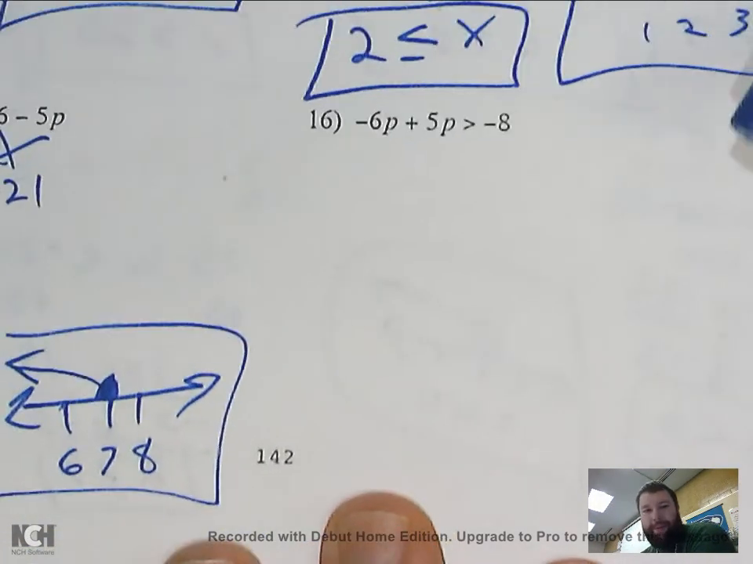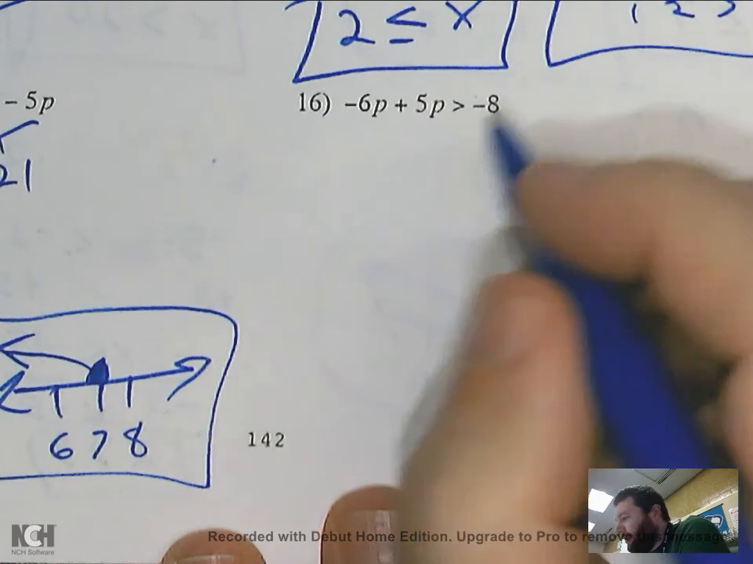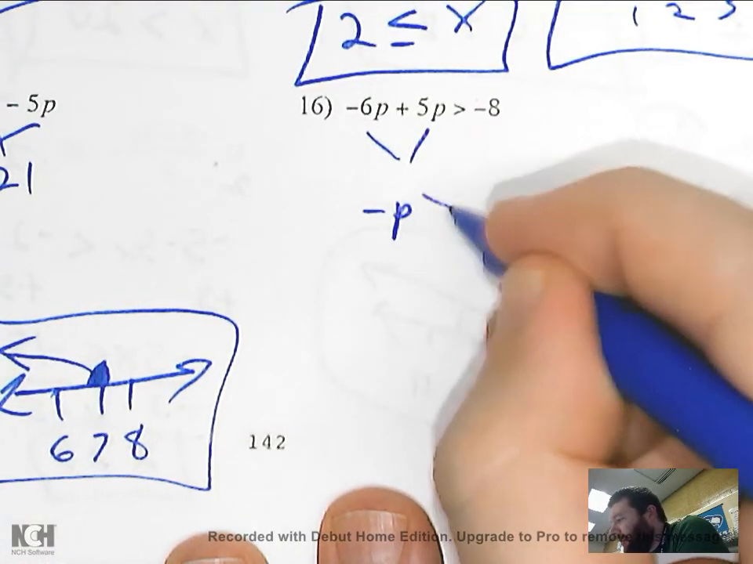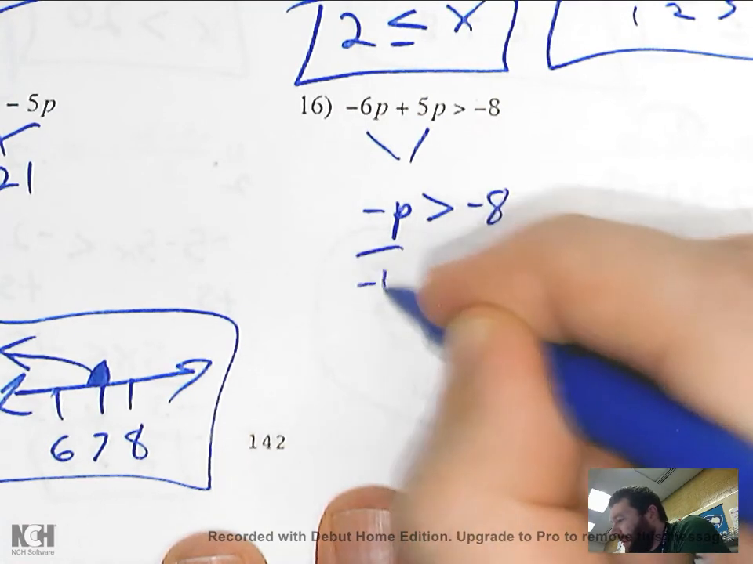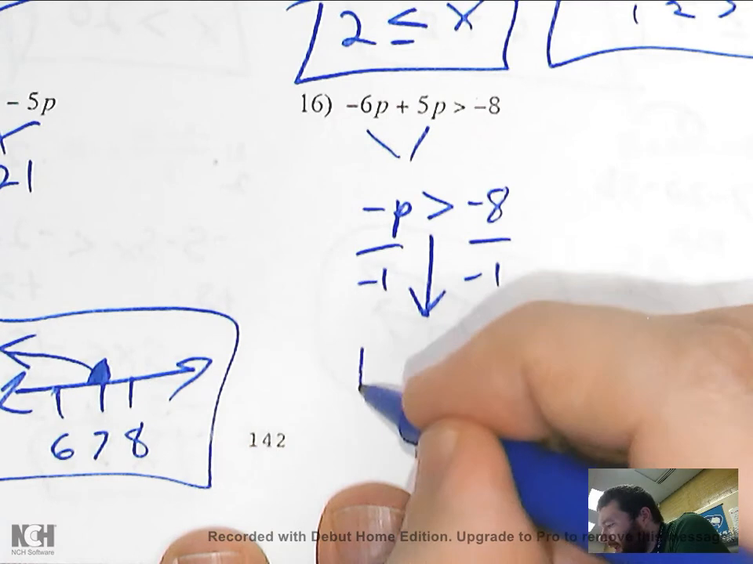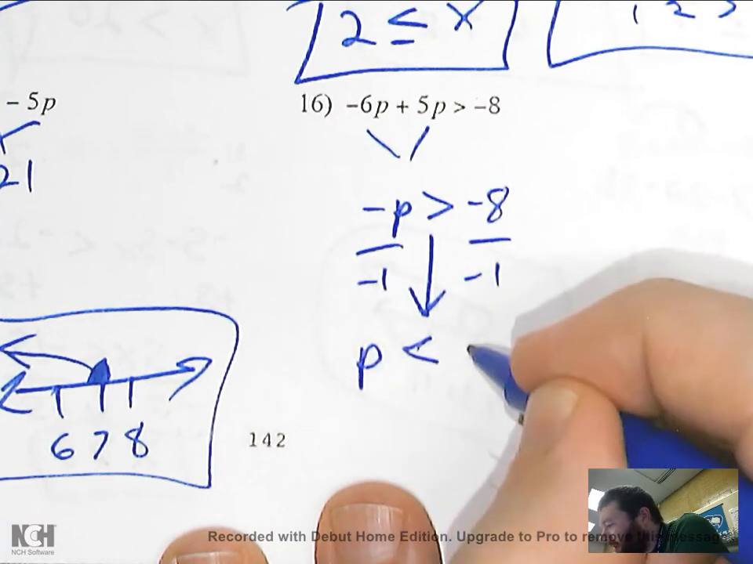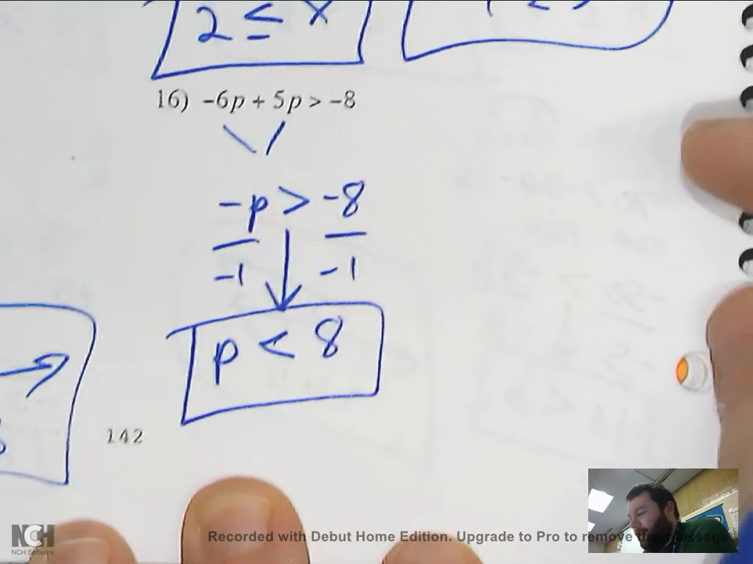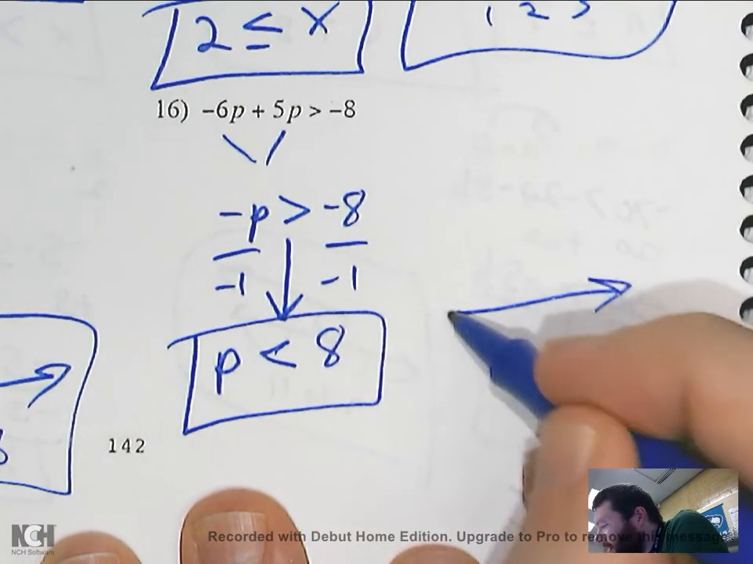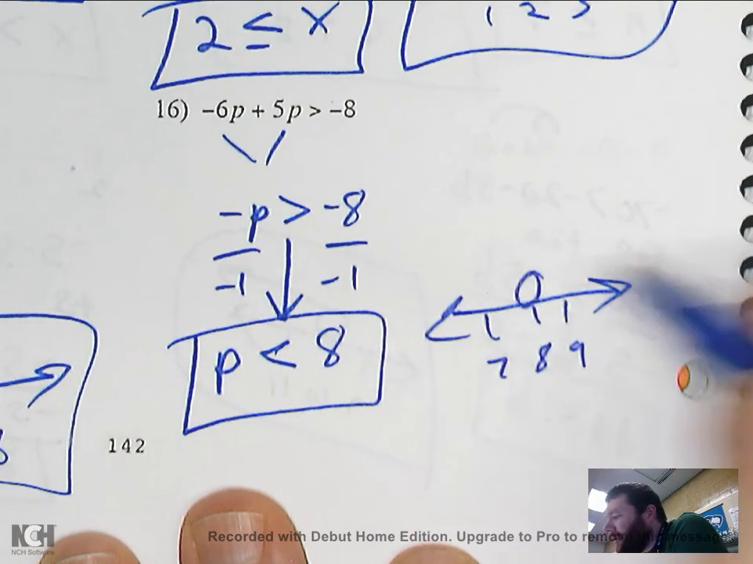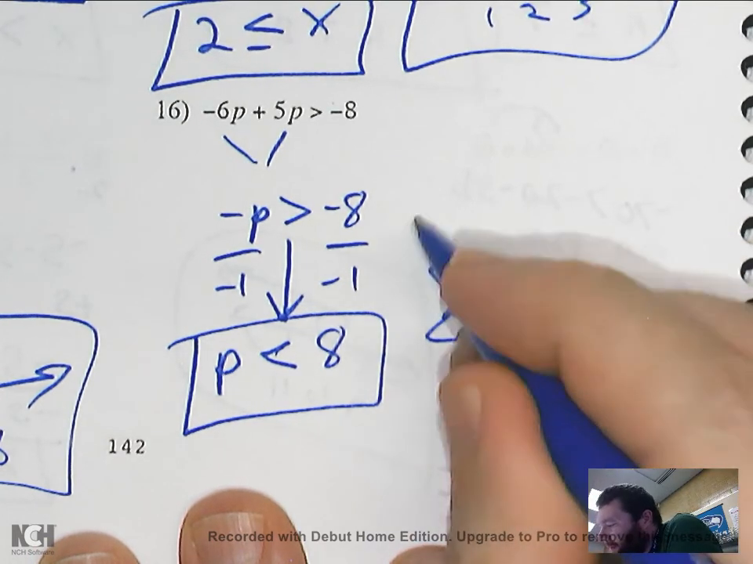And then this one is going to be super tough. We're going to combine our like terms. We got negative p greater than negative 8. Divide by the negative 1. Flips the sign because it's a negative number dividing, and p is now less than positive 8. There is the last problem, first answer. And then 7, 8, 9. It's going to be an open circle. It's eating the number, so it's going to go to the left.